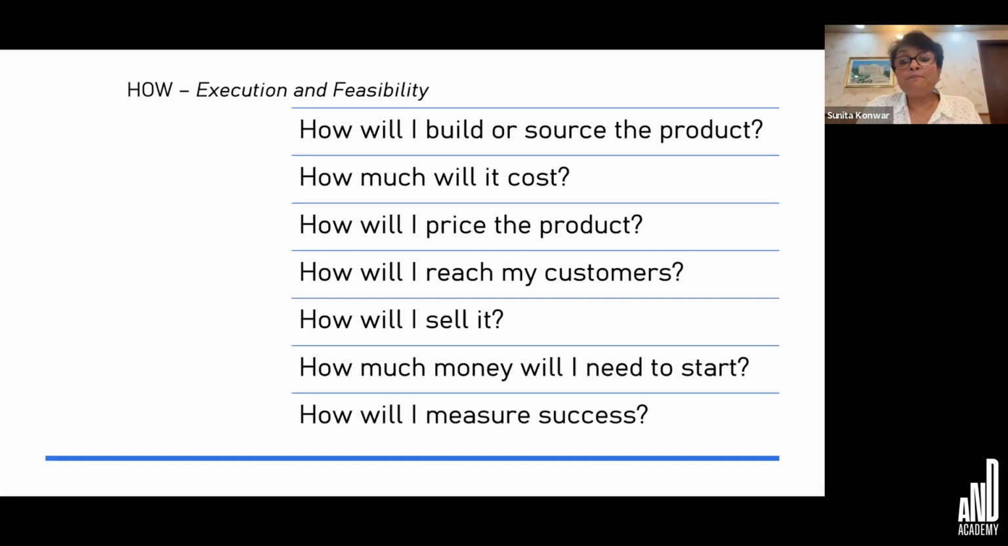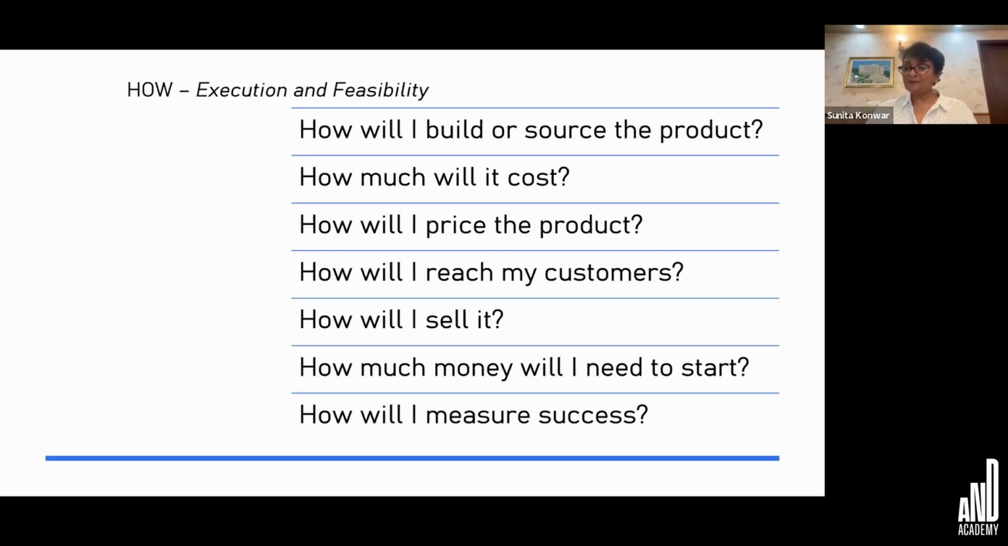How will I measure success? Very important. Is money the only way that I can measure success? Revenue? Not necessary. Number of users, that is a huge success story. What is my customer satisfaction? Or what is the social impact that my product is having on society? These are all parameters which can be measuring the success.